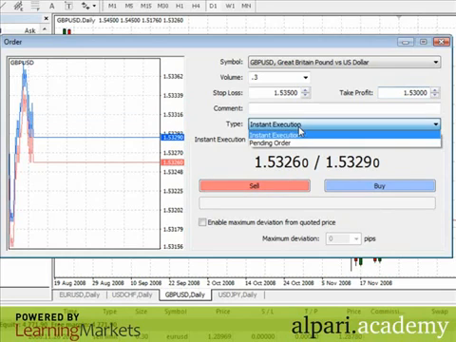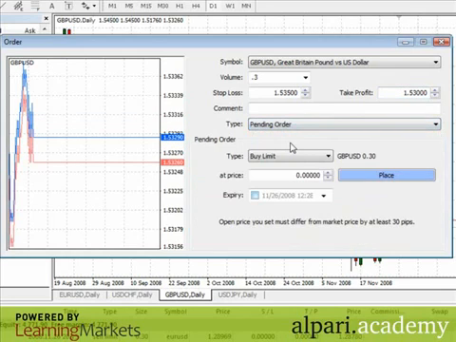However, I can adjust this, so I can turn this into a pending order where it will ask me, well, what do you want to do? Do you want a sell limit? So for example, I'm going to sell the pound dollar in our case study here. Where do I want to sell this position?